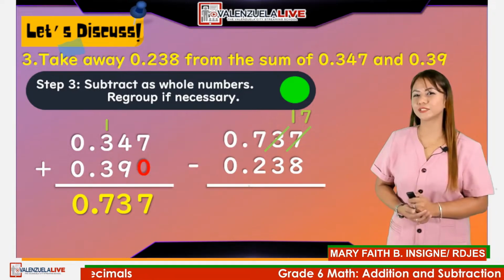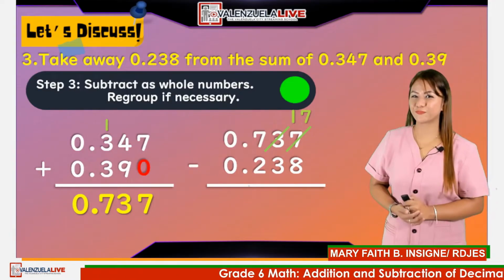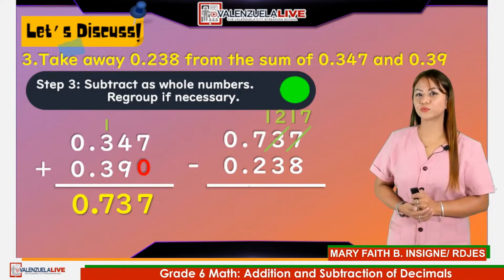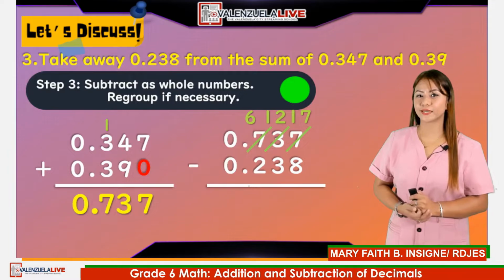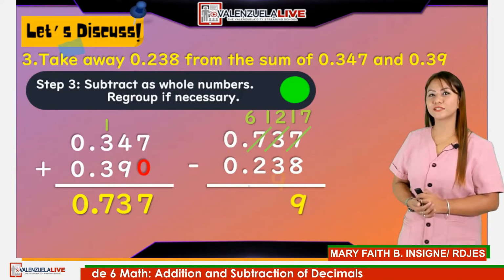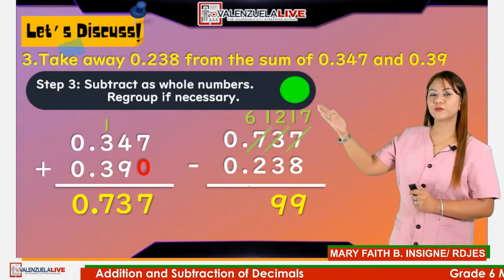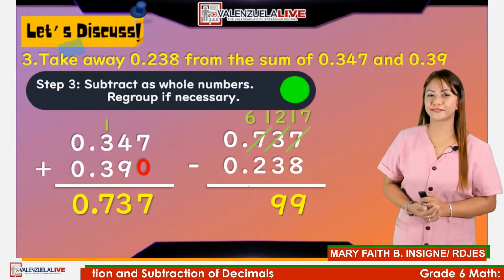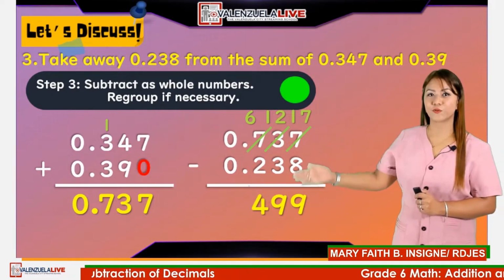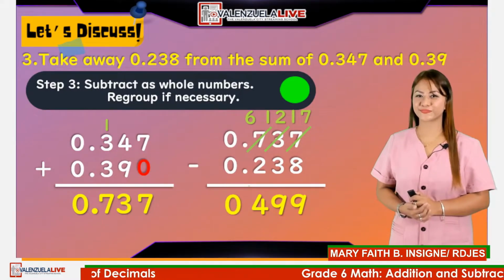We cannot subtract 3 from 2, so we use regrouping again. We borrow a group of 10 from the left column. So 2 will become 12 and 7 becomes 6. 17 minus 8 equals 9. 12 minus 3 equals 9. 6 minus 2 equals 4. And lastly, bring down 0.